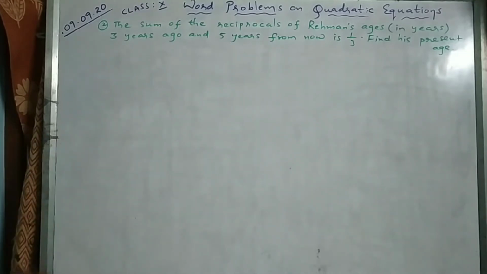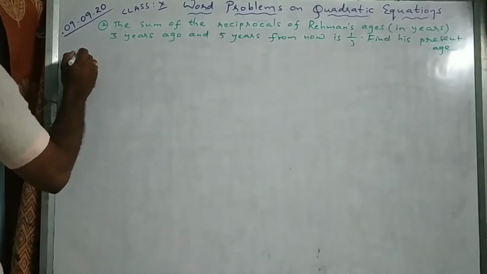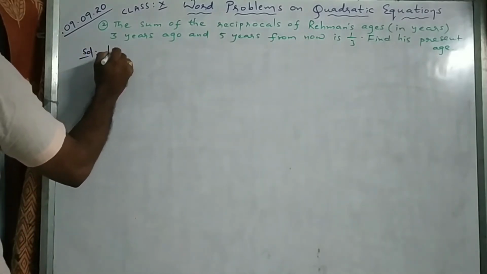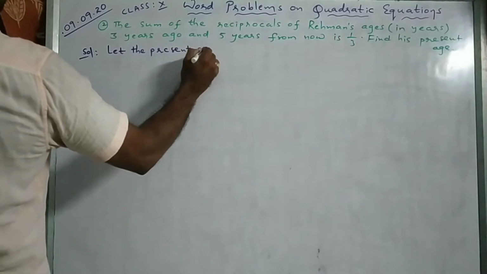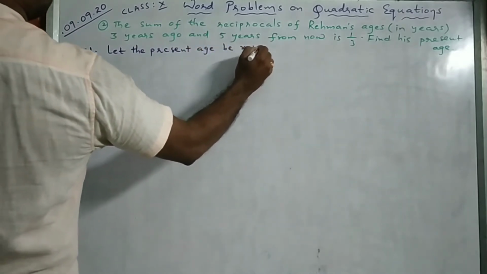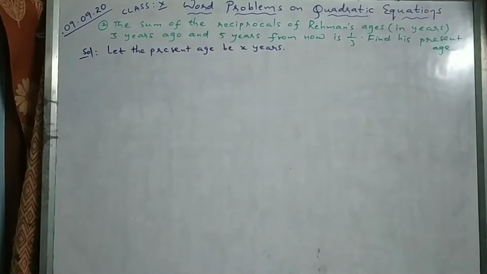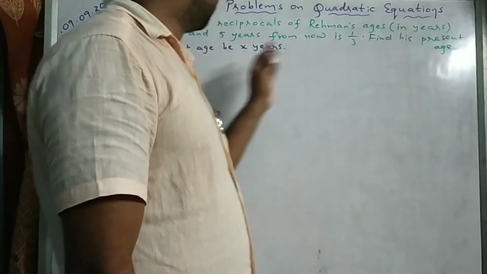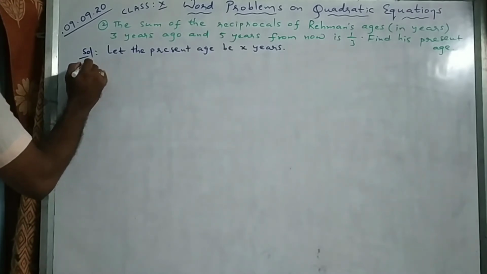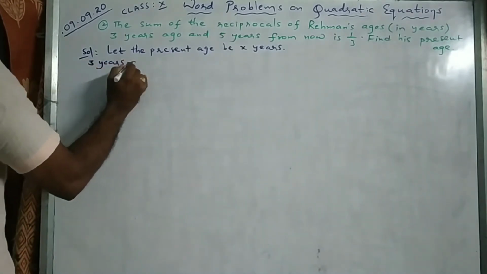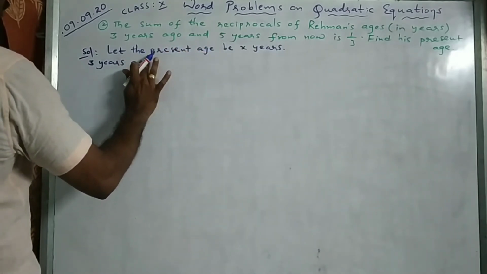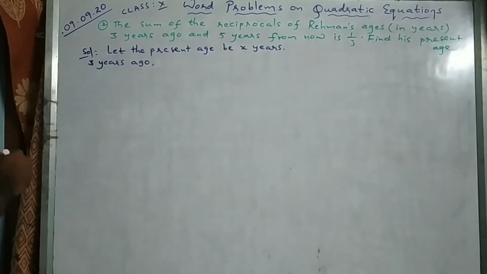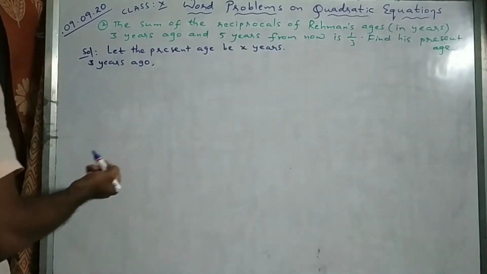Find his present age. Let the present age be x years. Sum of the reciprocals of Rahman's ages 3 years ago. 3 years ago, what is the age of Rahman? What was the age of Rahman?